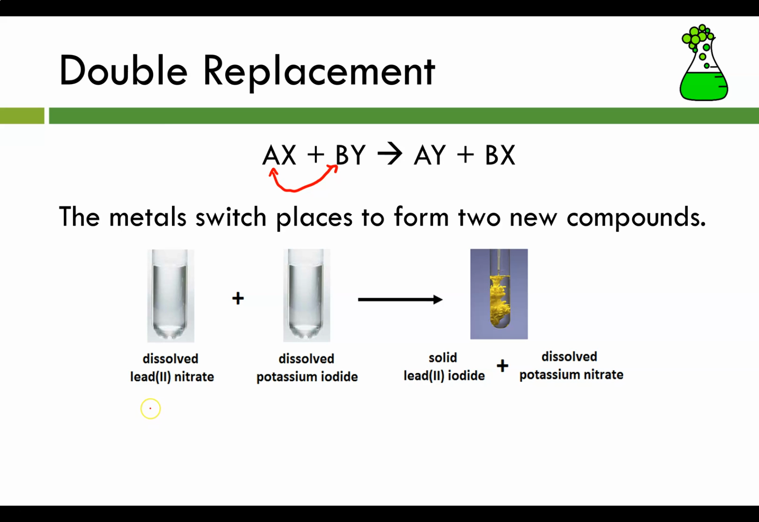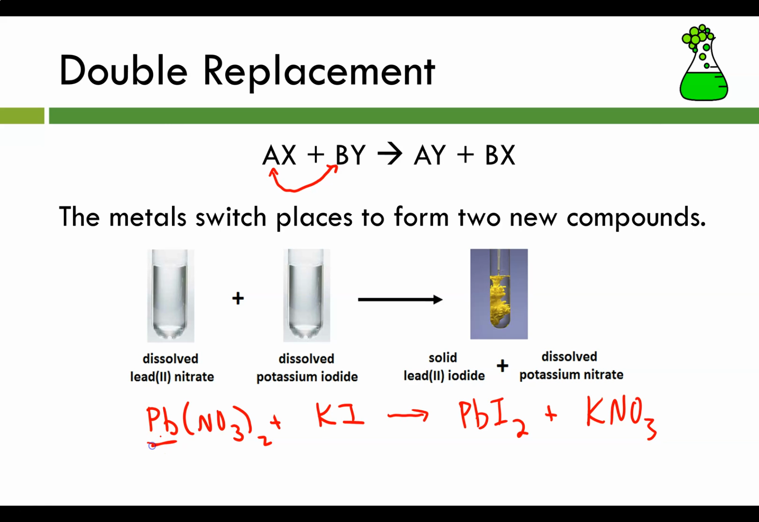So I've got lead 2 nitrate, that would be Pb(NO3)2, plus potassium iodide. That's going to create lead 2 iodide and potassium nitrate, KNO3. So we can see effectively there's a little bit more to it than just the metal switching places. And in the next lesson, we'll focus on this reaction in more detail. But the potassium and lead effectively switch places, so I end up forming potassium nitrate and lead iodide. To get this balanced, put a 2 in front of the potassium nitrate on the product side, a 2 in front of the potassium iodide on the reactant side, and that should do the trick.